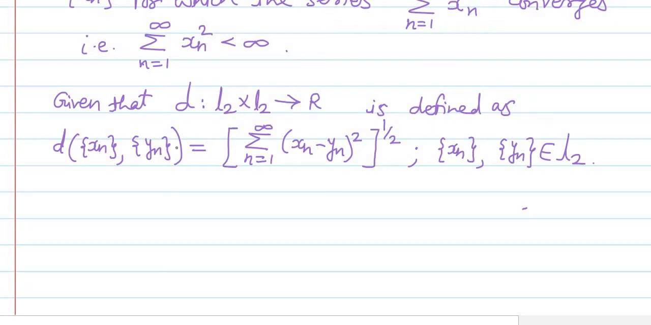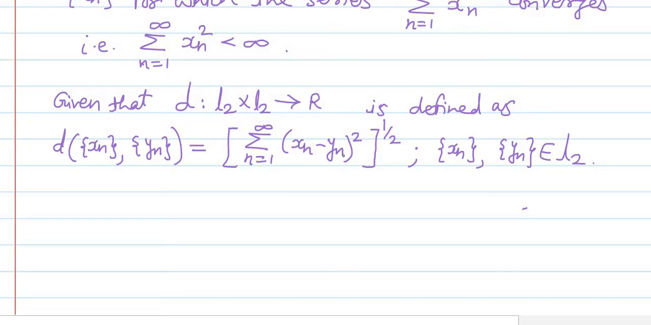For the coincidence, obviously D of sequence xn comma yn will be equal to 0 if and only if this right hand side non-negative number itself is equal to 0, and this will be equal to 0 if each and every difference xn minus yn is 0. And if each xn minus yn is 0, then clearly each xn is equal to the corresponding yn, which means x1 equal to y1, x2 equal to y2, and so on. In that case, the sequence xn and sequence yn will be one and the same sequence. So the second condition also holds here.